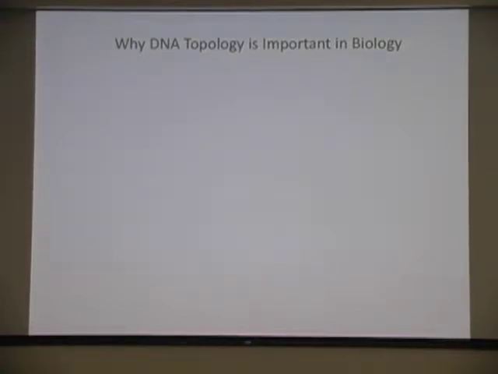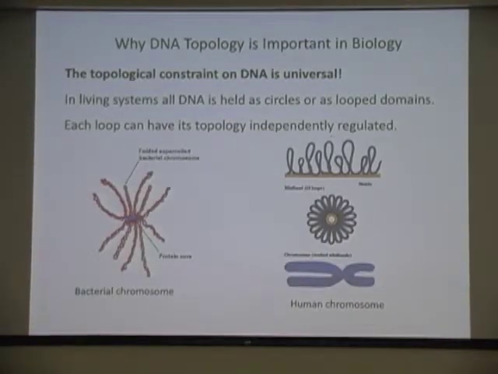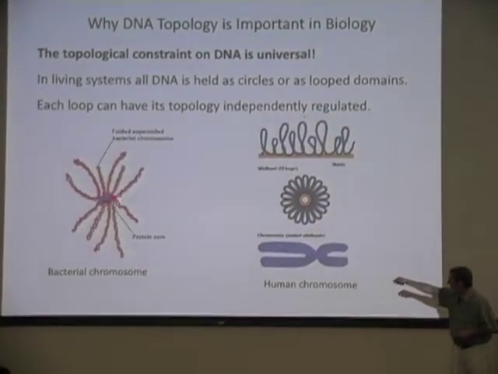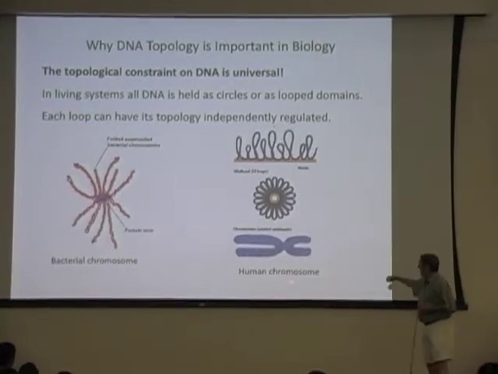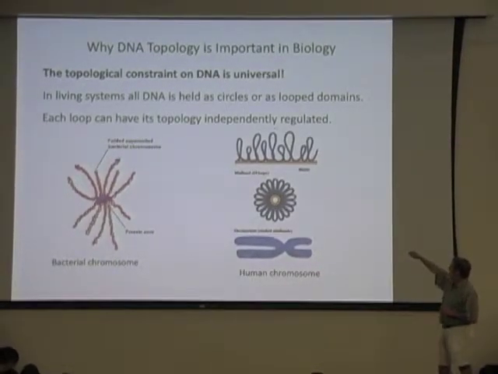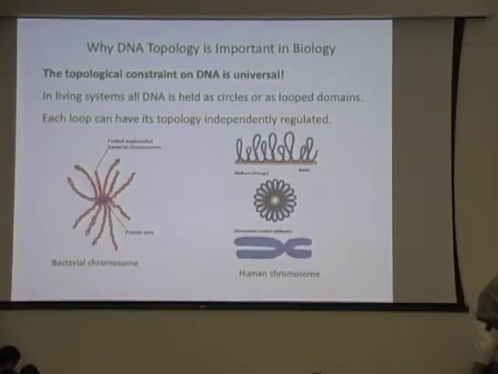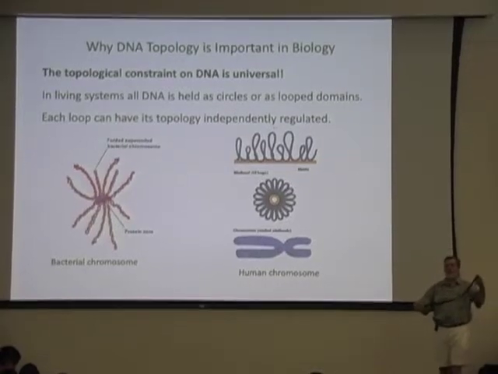Now, so far we've only talked about circles of DNA, and that sounds like a very specialized kind of thing to do. But in fact, this topological constraint is basically universal. Bacterial chromosomes usually are circular, but they are divided up into smaller domains by being held at the base. The chromosomes of higher organisms, like ourselves, also are held in a sequence of loops. Now, that is actually the same constraint as the constraint of circularity. It's effectively the same thing.